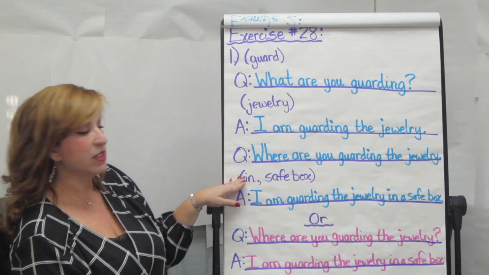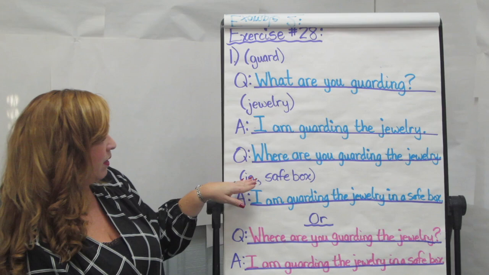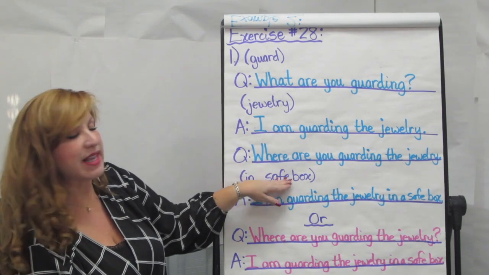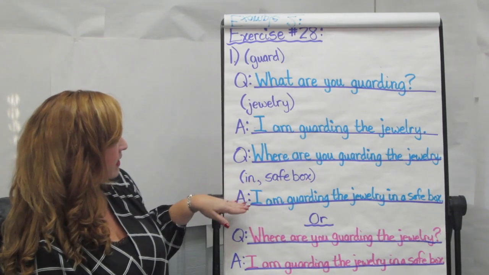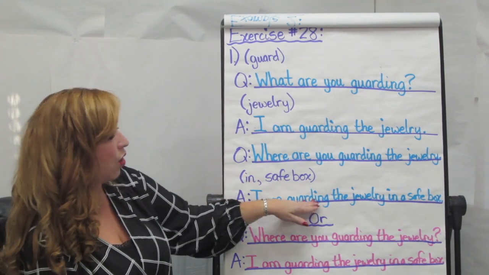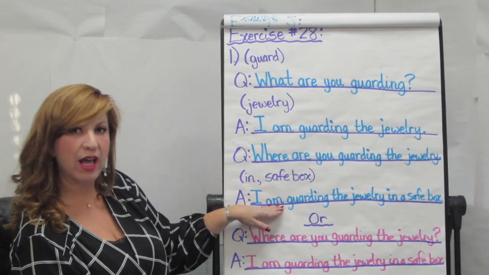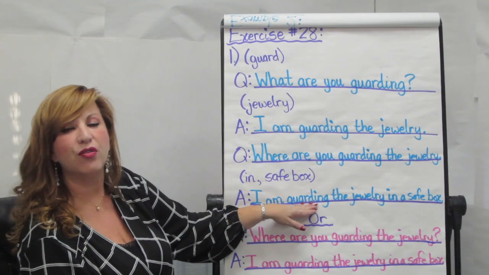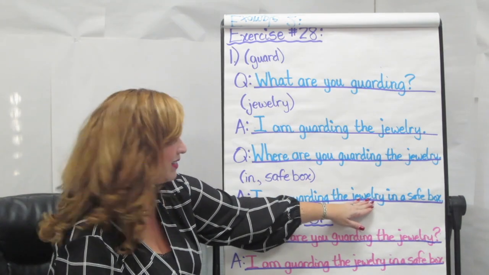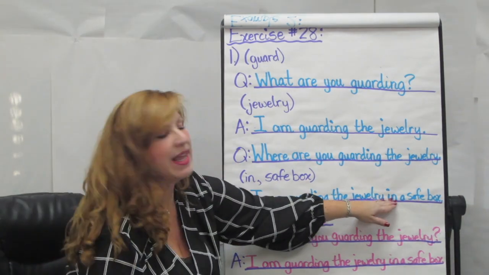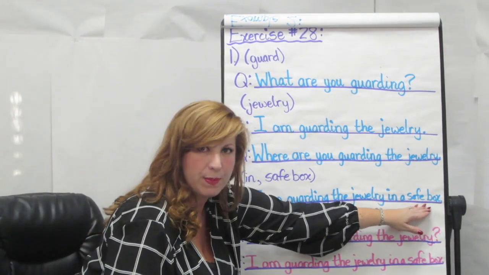And here in parentheses, we could see that it is in, and that is my preposition, and in the safe box, and that's going to be the object of the preposition. So let's see what the answer is. I am guarding, again, I is the subject, am is the helping verb, guarding is the verb in the present progressive, the jewelry is the object, in a safe box. In is the preposition and a safe box is the object of the preposition.